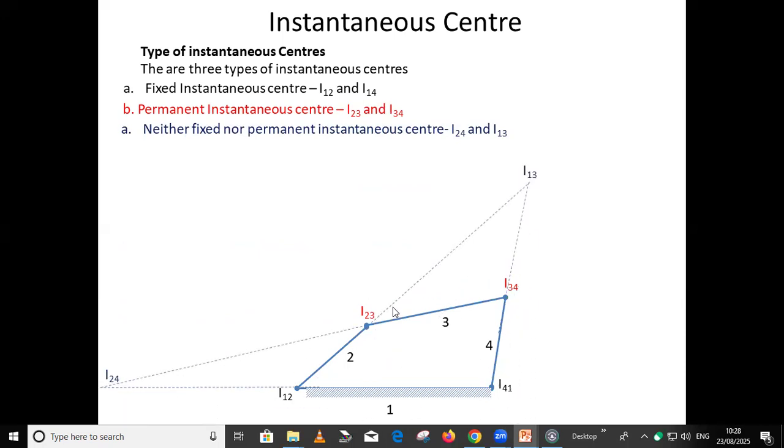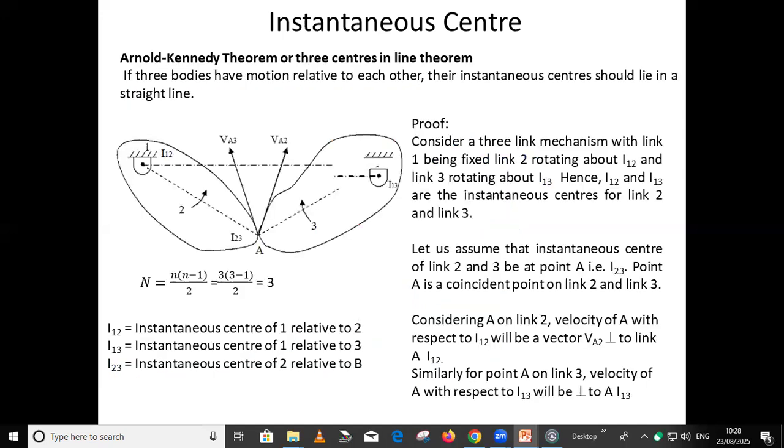Okay. So if we extend line 2 and line 4, then we have the relative motion between 2 and 4, and that will be defined by I13. Similarly, if we extend lines 3 and 1, then we have I24. So I24 and I13 are the ICRs which are neither fixed nor permanent. So these are the 6 ICRs which we can locate, and these are the 3 different types of ICRs we need to plot whenever we are marking different numbers of ICRs for given configurations: fixed ICRs, permanent ICRs, and neither fixed nor permanent ICRs.